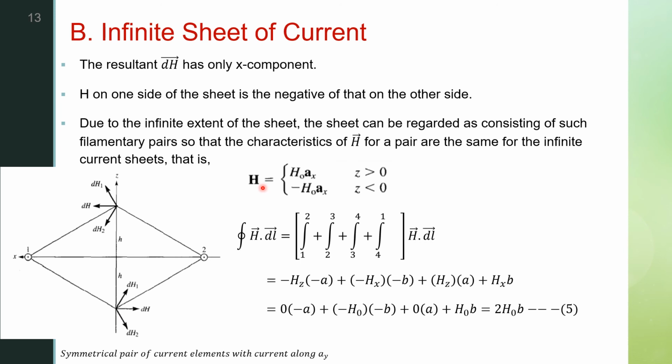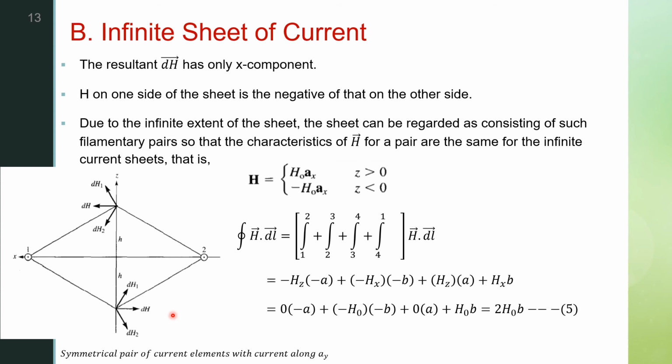So the magnetic field H can be written as H is equal to H0 ax for Z greater than 0. This is the Z axis. For Z greater than 0, H is equal to H0 ax, and for Z less than 0, H is equal to minus H0 ax. H on one side is the negative of that on the other side.